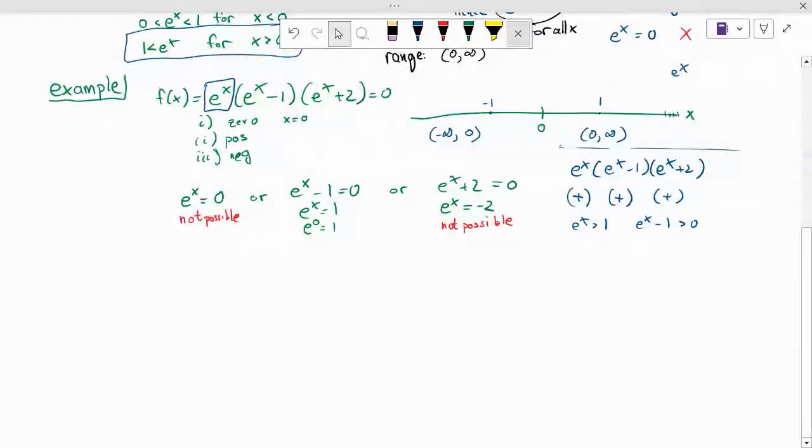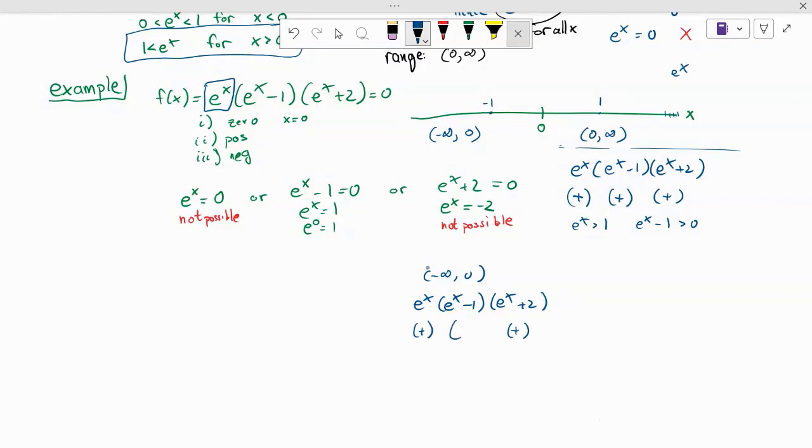So now for the other interval, from negative infinity to 0. You're going to quickly train yourself to see that e to the x is positive regardless of x. e to the x plus 2 is even more positive. It's just that the middle factor here would be negative. So positive times negative times positive is negative.